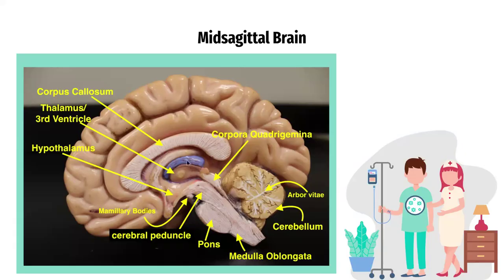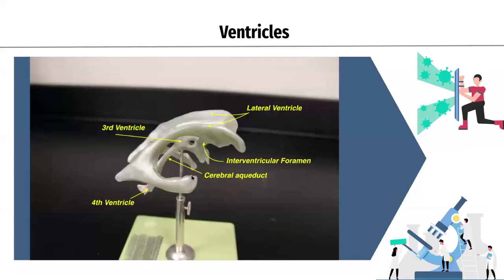So that's everything pretty much for the mid-sagittal brain. Not too much, not too crazy, and everything kind of just all connects. And if you find good ways, then it can be really simple to memorize. So now we're going to look at the ventricles.